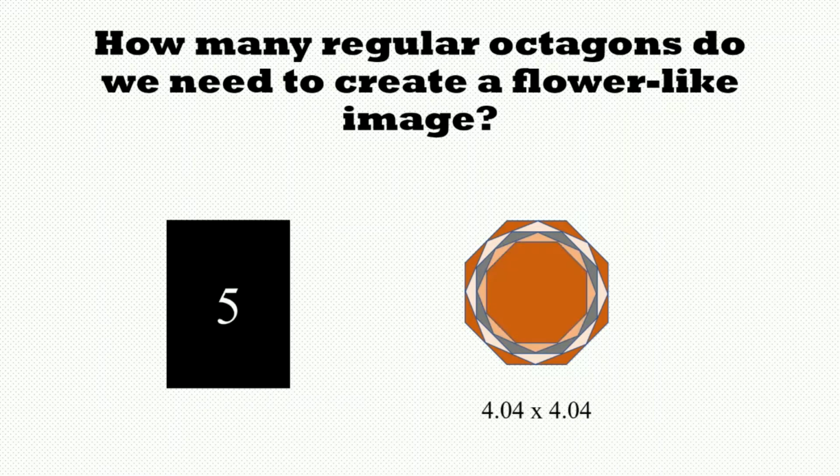Fifth, we have our 4.04 by 4.04. Sixth, we have our 3.67 by 3.67. Seventh, 3.3 by 3.3. Eighth, 2.97 by 2.97. Ninth, 2.64 by 2.64. Tenth, 2.35 by 2.35. Then 2.06 by 2.06.